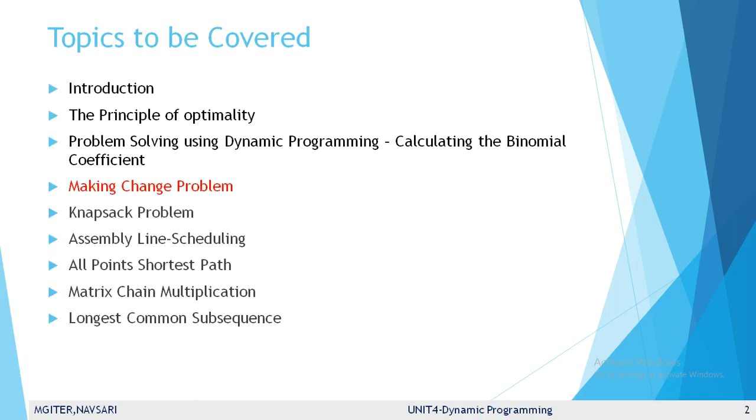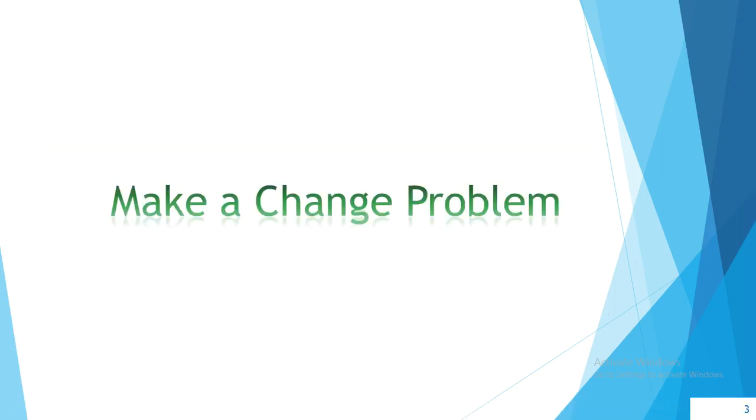Today we are going to learn part 2 of unit number 4, in which we study the making change problem. First of all, we understand what the making change problem is. The making change problem is to pay the desired amount of money by using as few coins as possible.